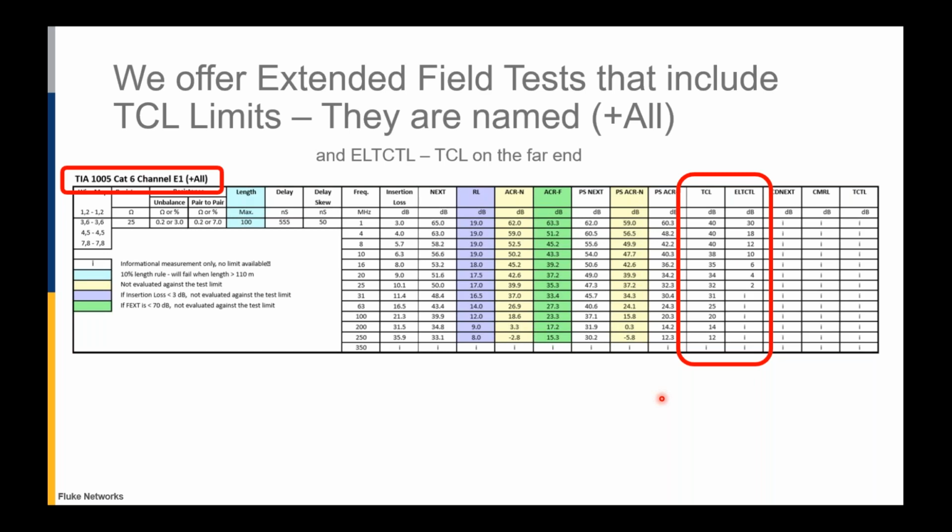Now, in a moment, I'm going to jump over to a slide where we're going to compare the values for TCL between an E1 and E2 and an E3 environment. But I wanted to point out here that the values for insertion loss, NEXT, and return loss, here are attenuation to crosstalk ratios, are all the same in an E1, an E2, and an E3 environment. The difference between the different links is based on the TCL values.